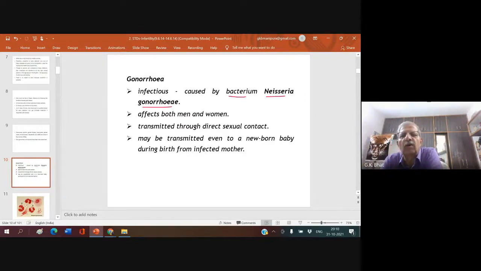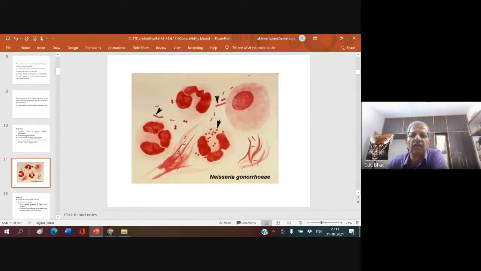If you get in contact with an STD-suffering person, you will get gonorrhea. It affects both men and women, and is transmitted through direct sexual contact. It may be transmitted even to a newborn baby during birth from an infected mother. The bacterium is Neisseria gonorrhoeae.